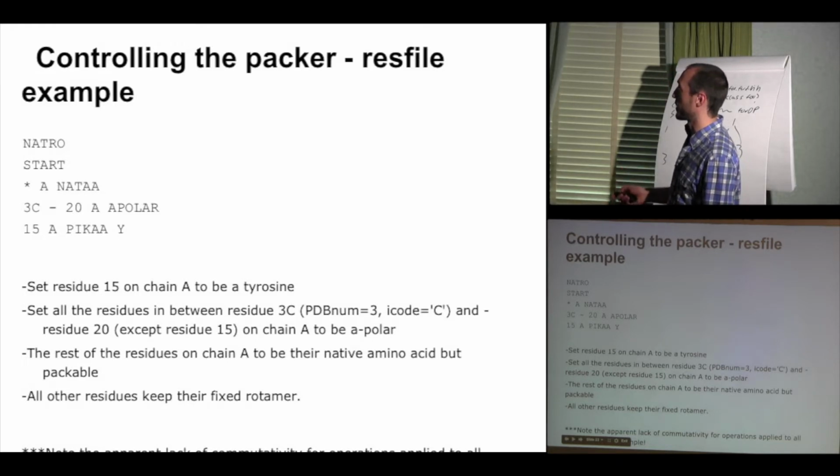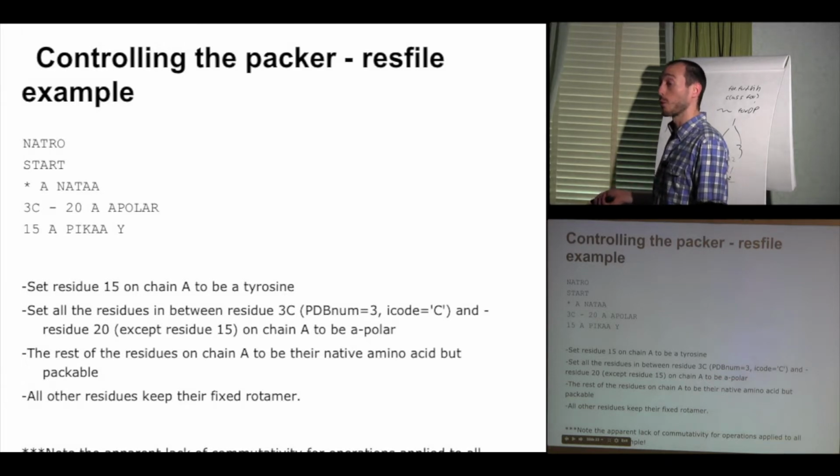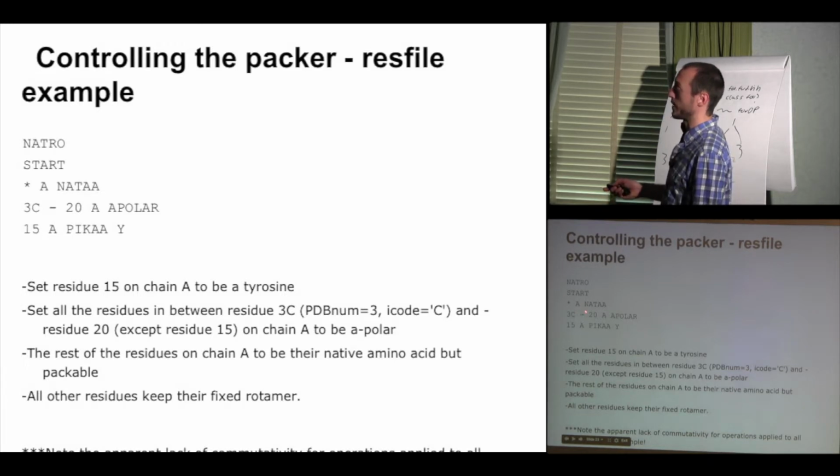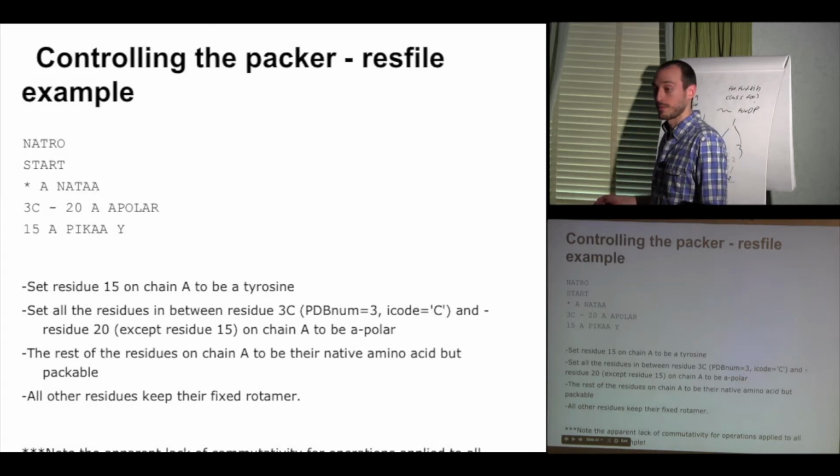The next most specific thing is this residue range. So it sets all the residues between 3C and residue 20 on chain A to be apolar. And then going even slightly more general, this is all the other residues on chain A that are not part of this range and are not residue 15. They stay at their native amino acid but can change their rotamer within that amino acid. And then every residue that wasn't specified, so every residue that's not in chain A, essentially for this example, is kept to be your native rotamer.